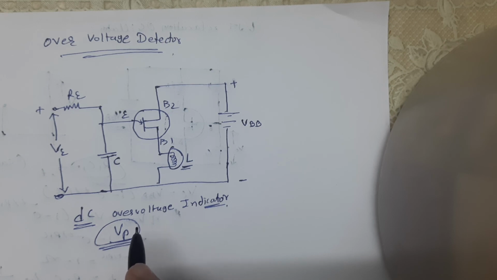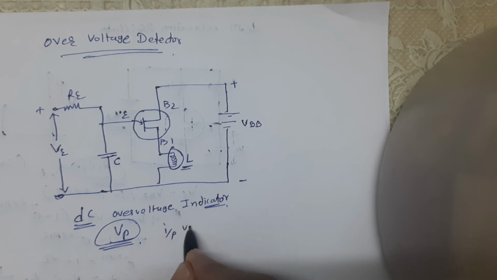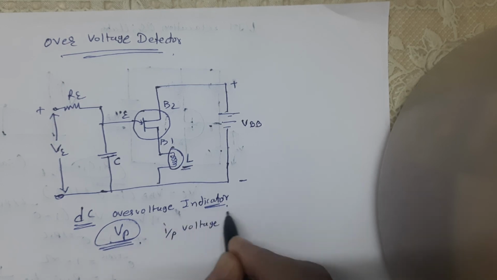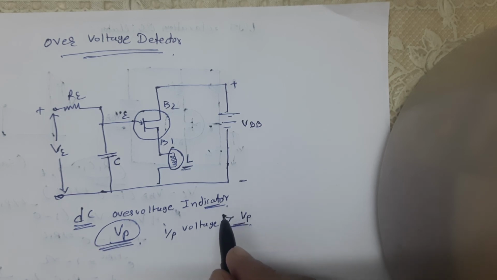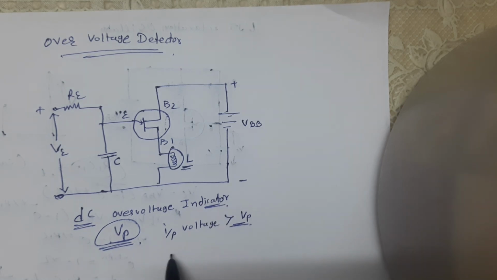However, when the input voltage exceeds Vp, at that time the UJT is switched on and the capacitor is discharged through the low resistance path between emitter and base 1. The current flowing in the lamp L lights it on, thereby indicating the over voltage in the circuit.